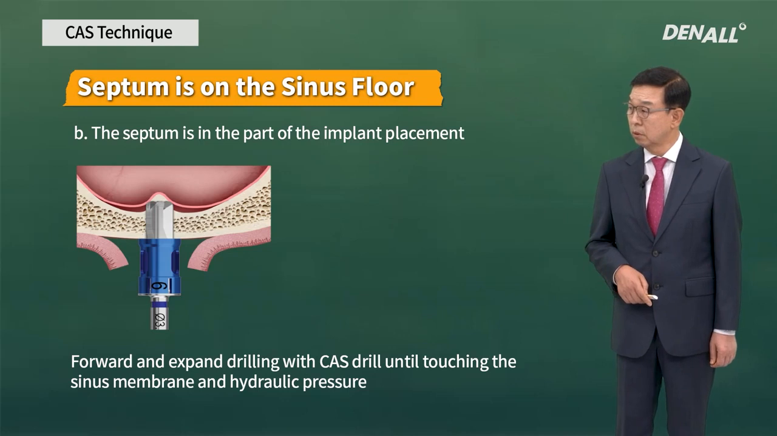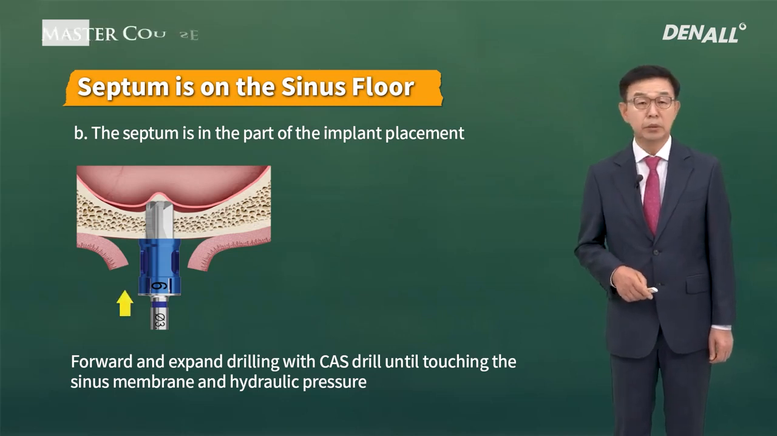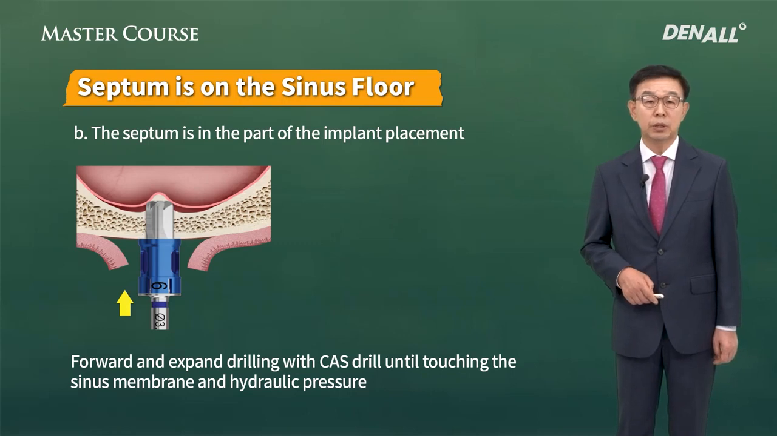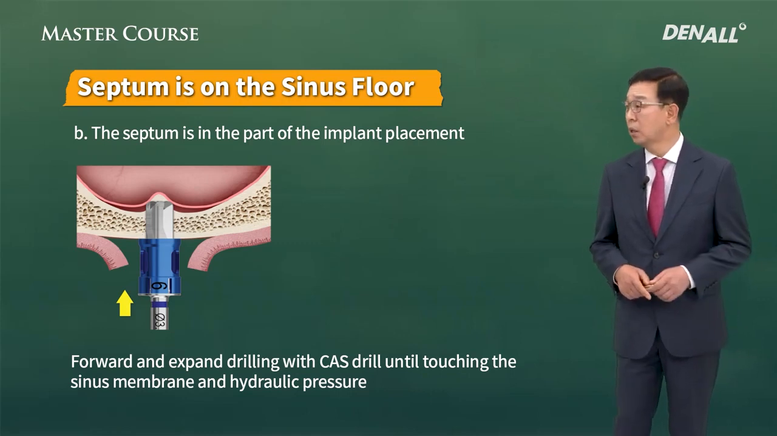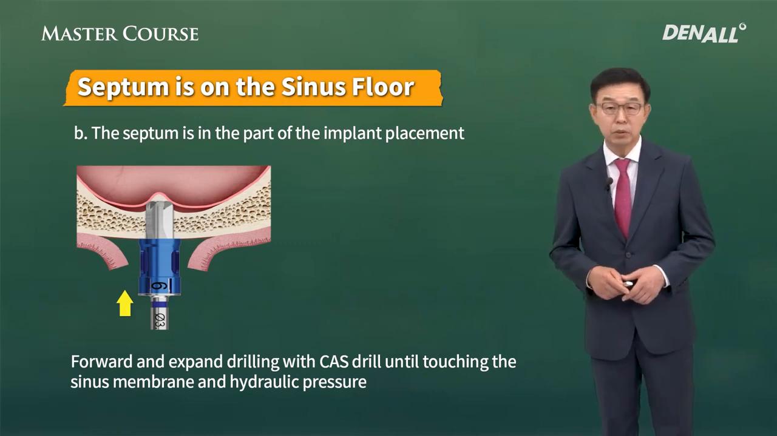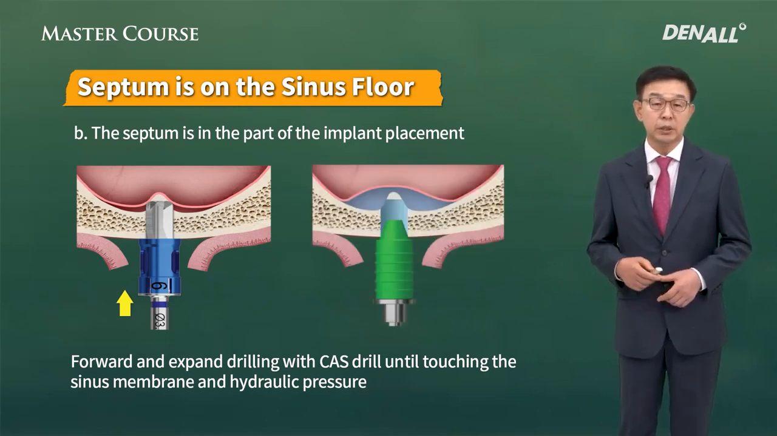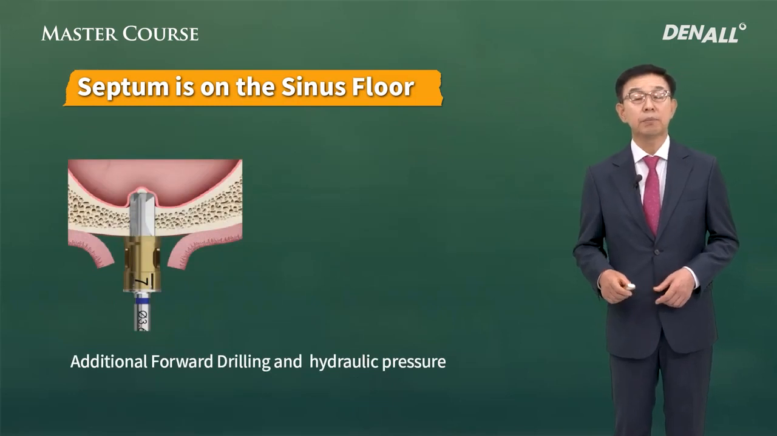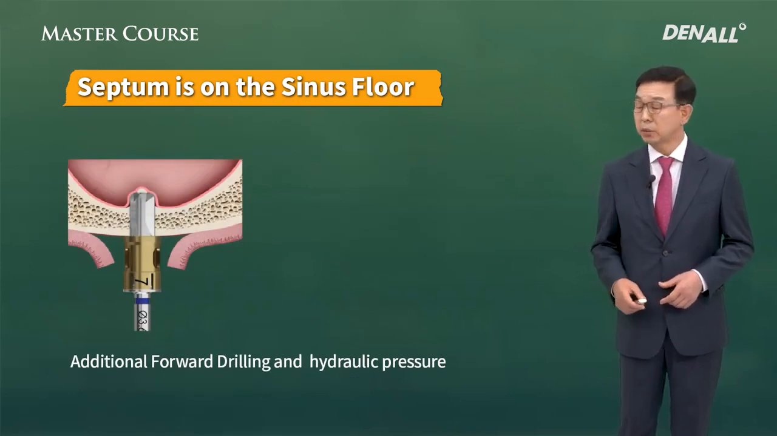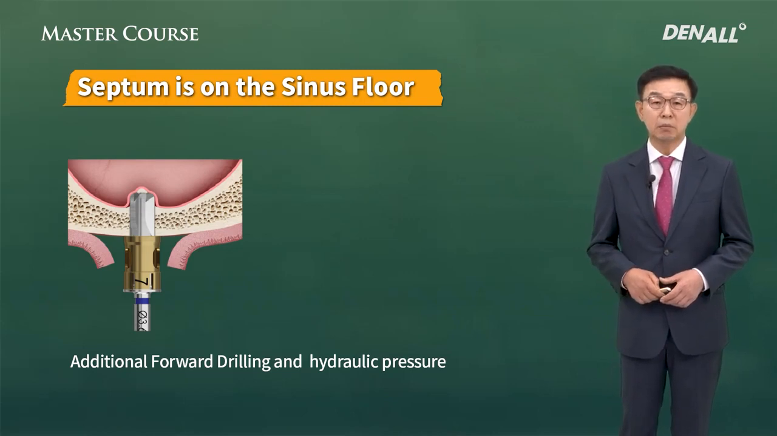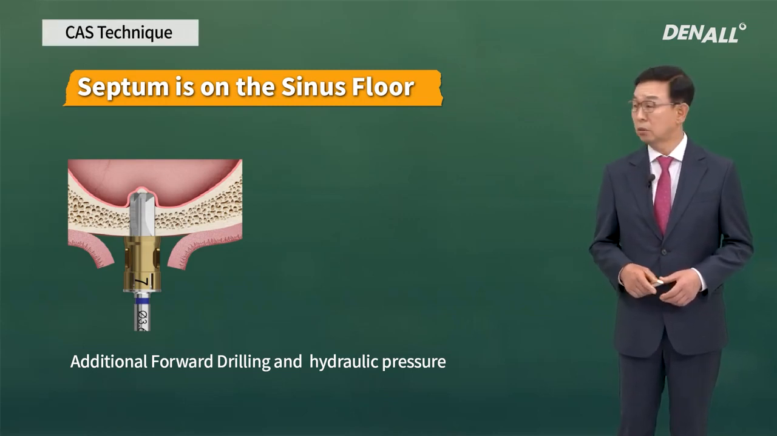In the same way, CAS drilling is done. In this case, it can be in partial contact with the sinus floor. If it is in contact with the sinus membrane, hydrolift is done. After that, use a stopper that is 1 millimeter longer. Do drilling, grind off the remaining septum. In this way, you'll be able to do sinus lift without membrane perforation fairly easily.